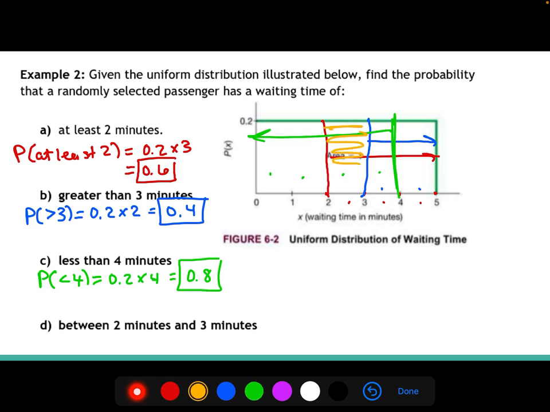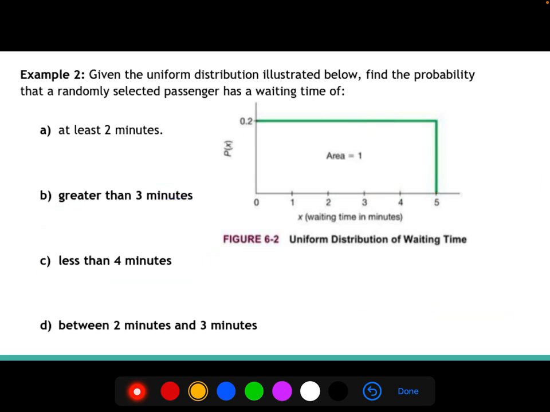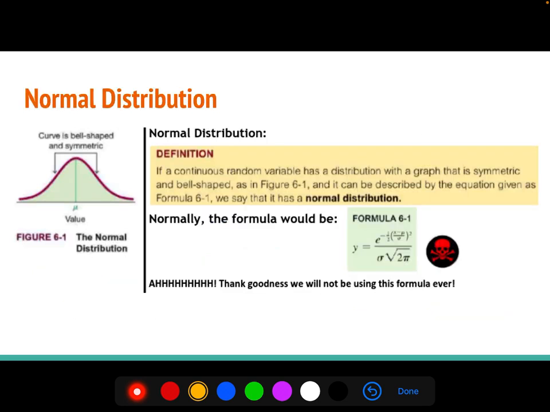And then part D, in between 2 and 3 minutes. That's this one here, which is 1 rectangle. So the probability between 2 and 3 is 0.2 times 1 rectangle, which is 0.2. So there's a 20% probability you'll be between 2 and 3 minutes waiting time. So that's uniform, and it's real easy because it's just the area of a rectangle.